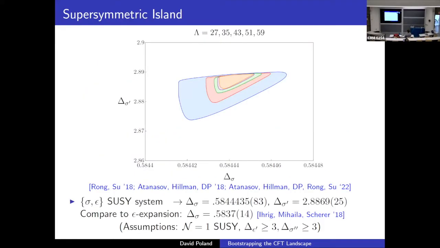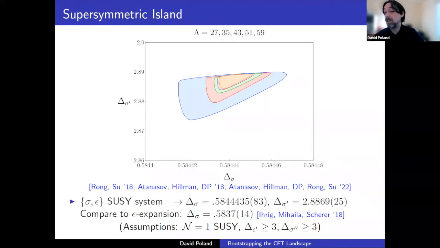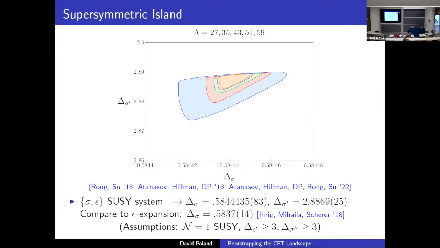Isn't it fixed by Susie? No, it is not. In the curly N equals 2 model, there's some holomorphy. There's a complex scalar. There's an R symmetry, and using all those things, you can fix the dimension of sigma. But in the curly N equals 1 supersymmetric model, you can't.